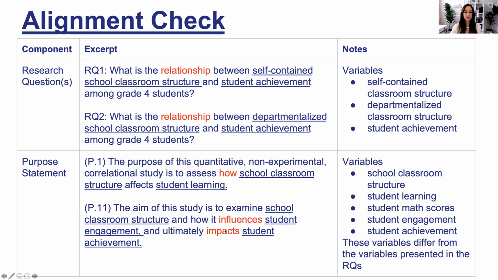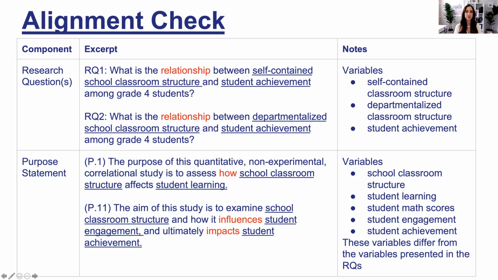Now, the red words indicate these are research terms specific to a research design and methodology. And so when we see the word relationship for a quantitative study, that also means correlation. And so that word is very different than the word impact and influence, which are here. Those mean different things based on your research design.